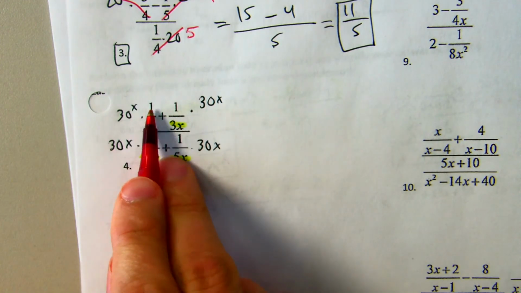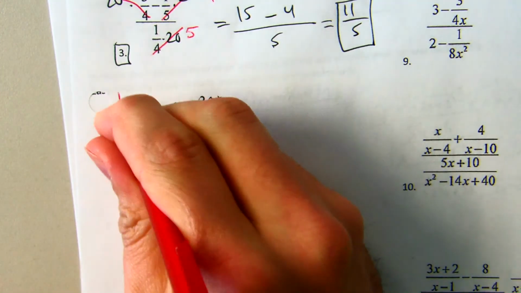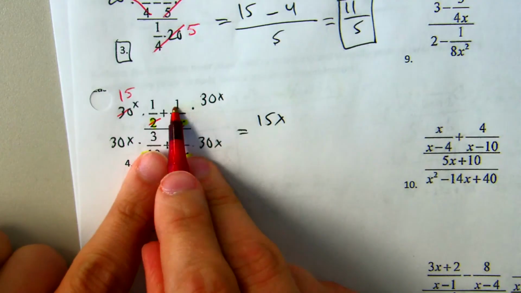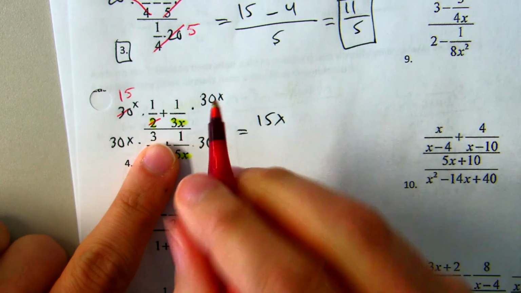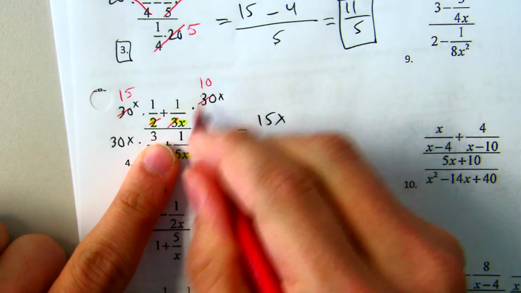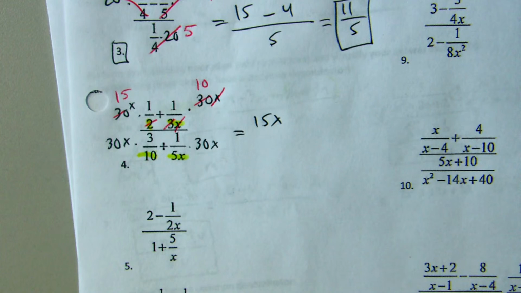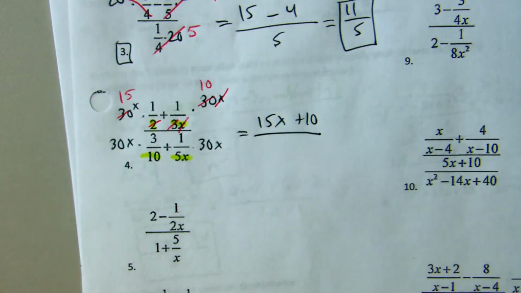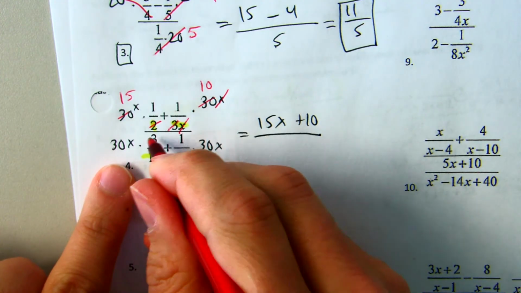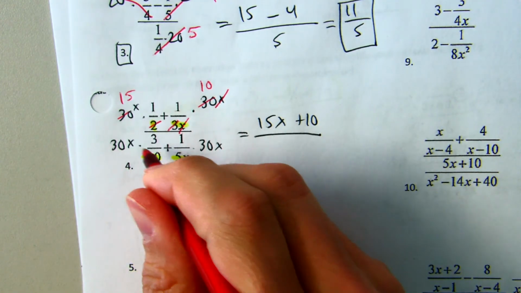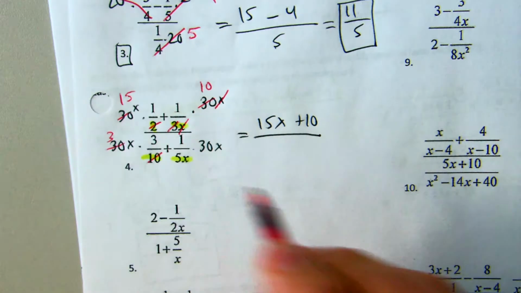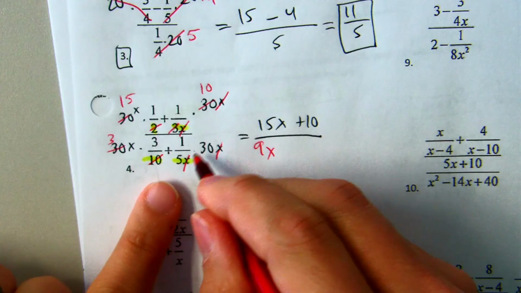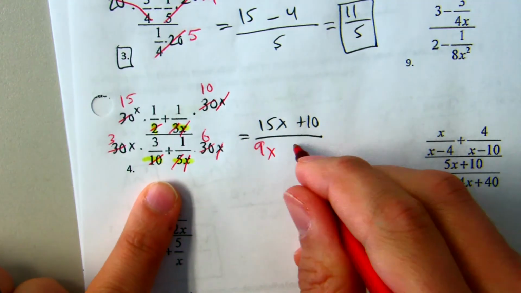So 30x times 1 divided by 2 would be 15x. 1 times 30x divided by 3x. Well, the 3 goes into 30 10 times, and x divided by x just cancel out. So we're left with 10. 3 times 30x would be 90x. Divided by 10 ends up giving us 9x. And then this x and this x cancel. 5 goes into 30 6 times. 6 times 1 is 6.